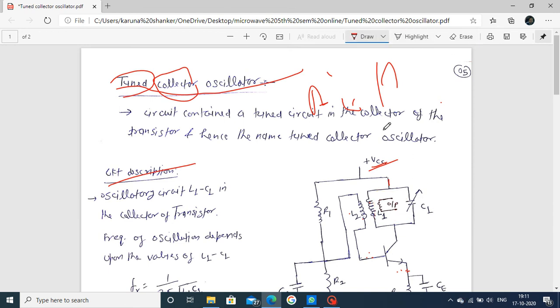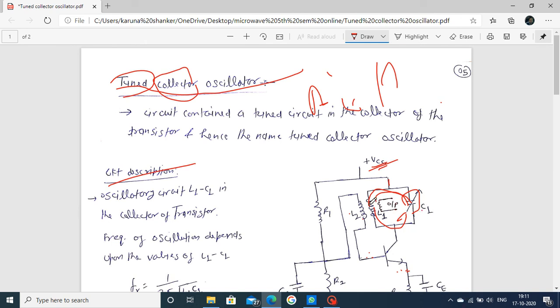When you switch on the supply voltage VCC, the capacitor is charged. The capacitor is charged, so electrostatic energy is stored here. Now this is transferred to your L1 inductor, means electrostatic energy is converted to a magnetostatic field. Then again it is converted to an electrostatic field, and again to magnetostatic. This alternate process follows. That's why oscillations are set up, means a particular frequency is produced by this tank circuit.